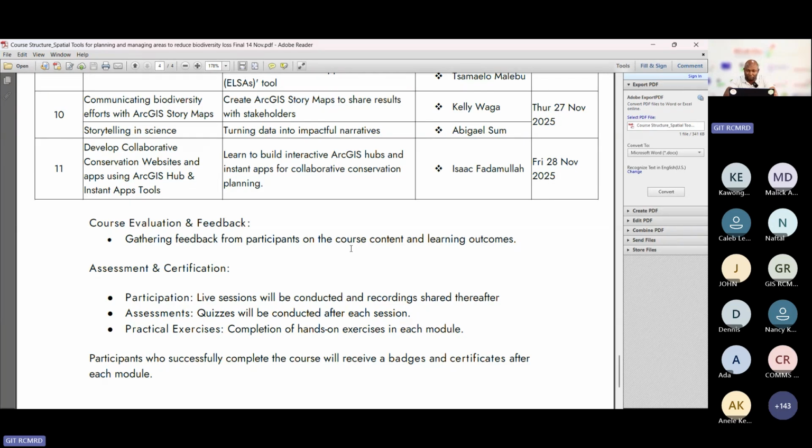Now, for each module, for each session within the module, have quizzes, which we anticipate each and every one to undertake, because the quizzes will be contributing towards the final score that will enable you to get the certificates and the badge. And for you to move to the next step, you need to get at least 70%.